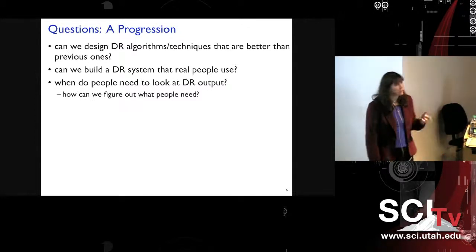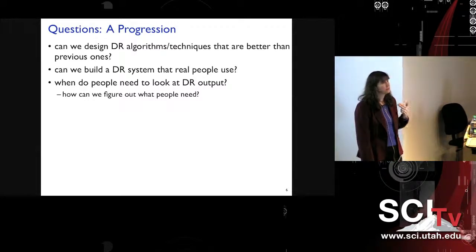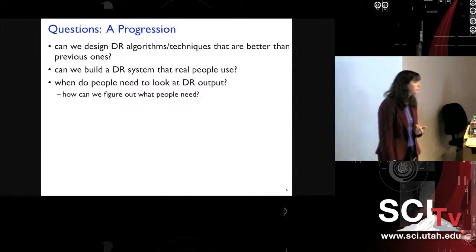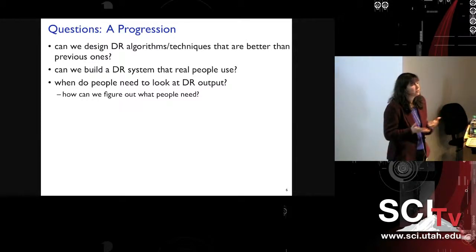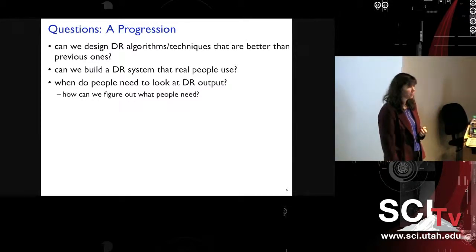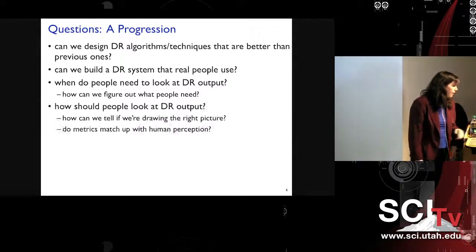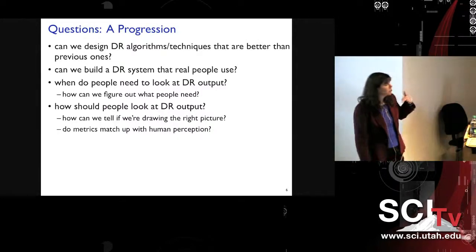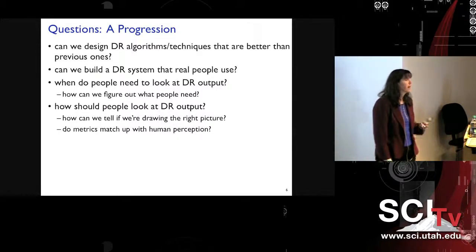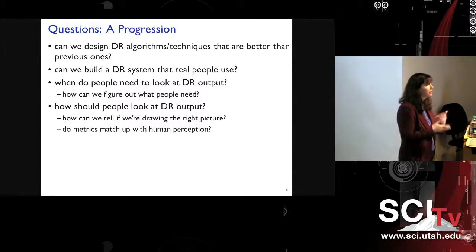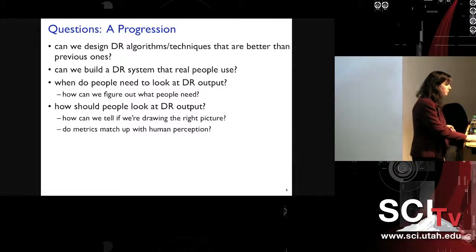And then another one, when do they even need to use this? When do they need to look at the output of dimensionally reduced data? And then that leads to another even bigger question of, how do you figure out what people need anyway? And then finally, how should they look at DR output? So how can you tell if you're drawing the right picture? How can you tell if some automated metric you have actually matches up with human perception?